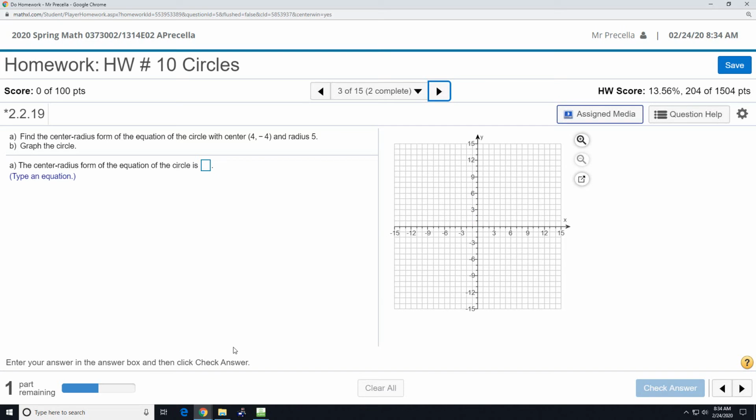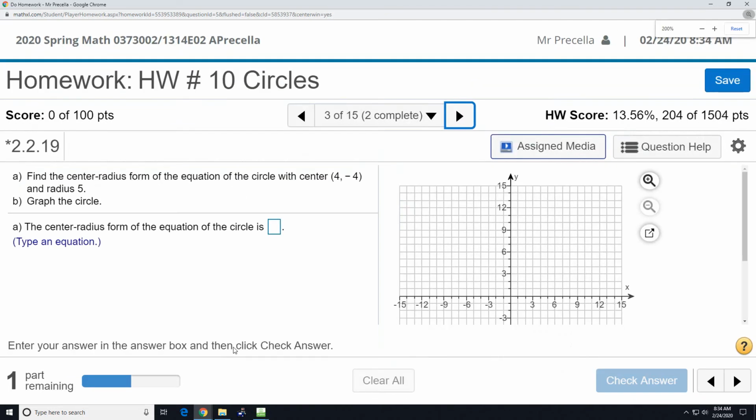The center. Oh, let me make it big again. There. The center is 4, -4. And what's that radius? 5. The center is 4, -4. The radius is a 5. And we're going to write that equation.